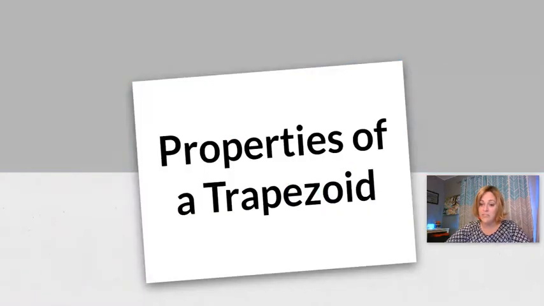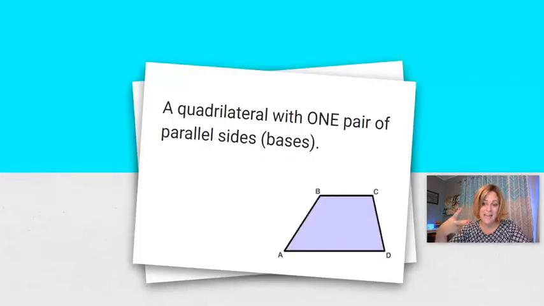Trapezoid. It's still a 4-sided figure, but it's not a parallelogram. It has exactly 2 sides that are parallel, or 1 pair. So if you look, these 2 sides are parallel. Those are called bases. They're both called bases. And then these other 2 sides, they're just called sides. They may or may not be the same, but the 2 bases have to be parallel.